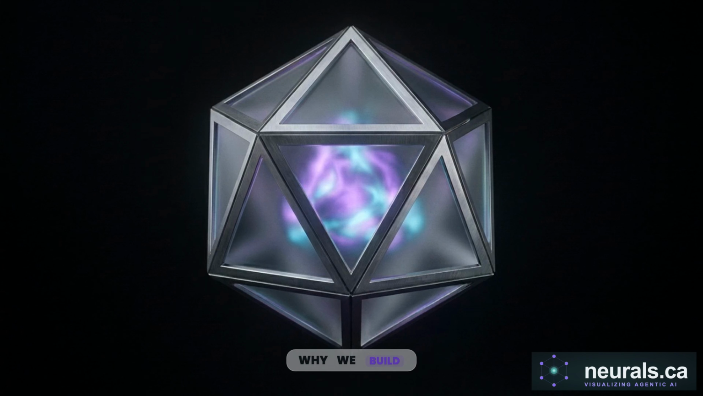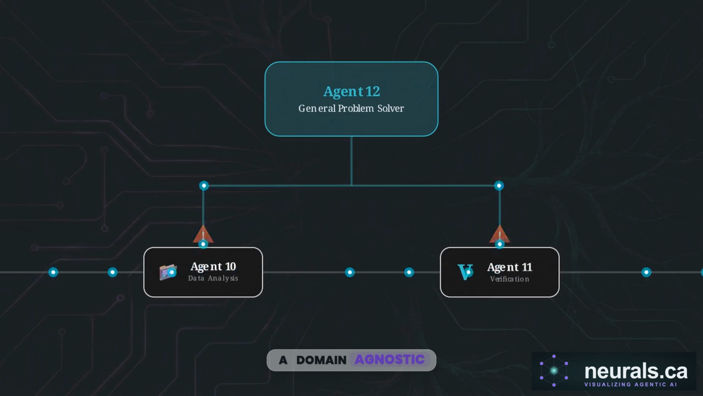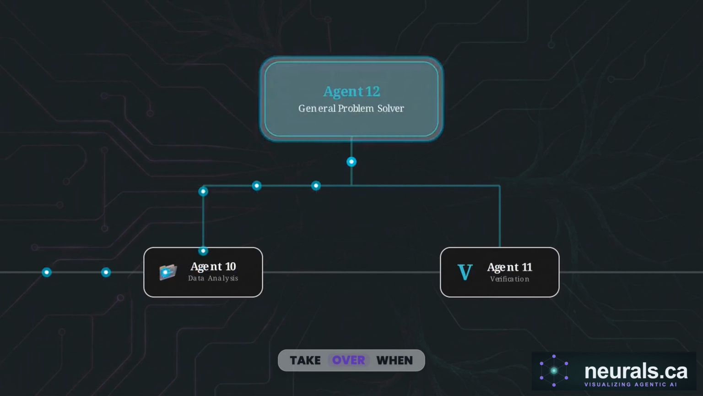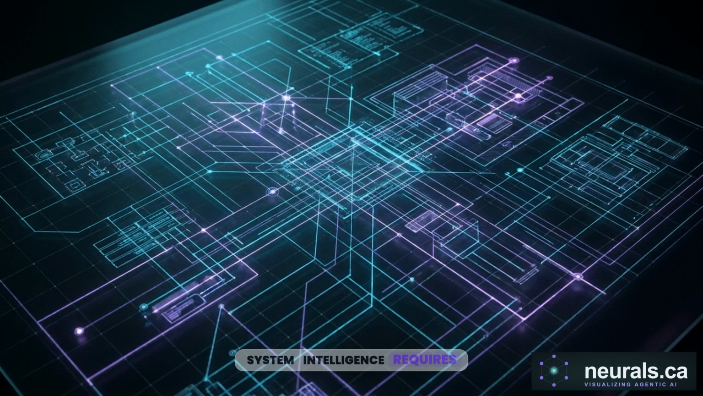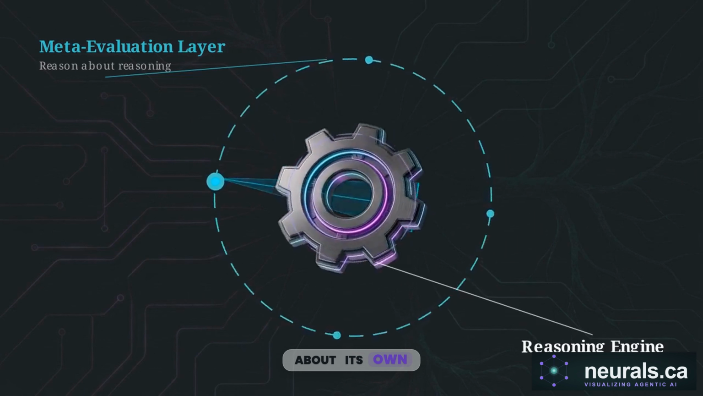That is why we build Agent 12, the general problem solver. It acts as the cognitive fallback, a domain-agnostic generalist designed to take over when specialists fail. True system intelligence requires an architectural protocol for novel scenarios, a mechanism that can actually reason about its own reasoning.